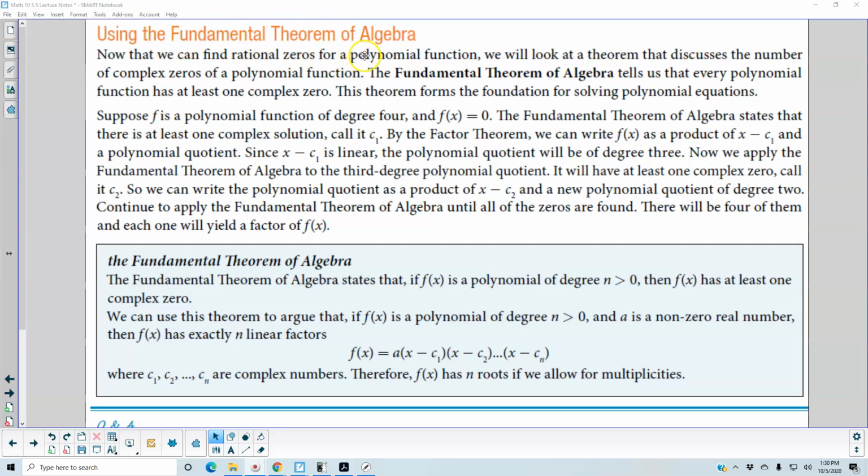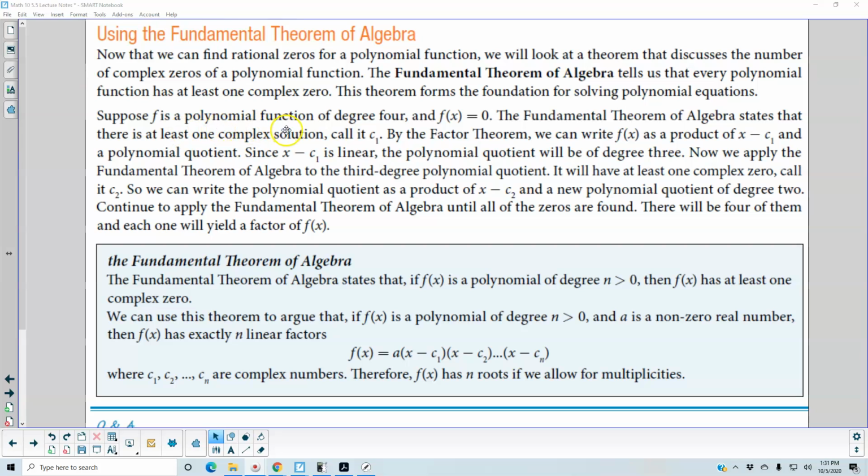Using the fundamental theorem of algebra. Now that we can find rational zeros for a polynomial function, we will look at a theorem that discusses the number of complex zeros of a polynomial function. The fundamental theorem of algebra tells us that every polynomial function has at least one complex zero. This theorem forms the foundation for solving polynomial equations.